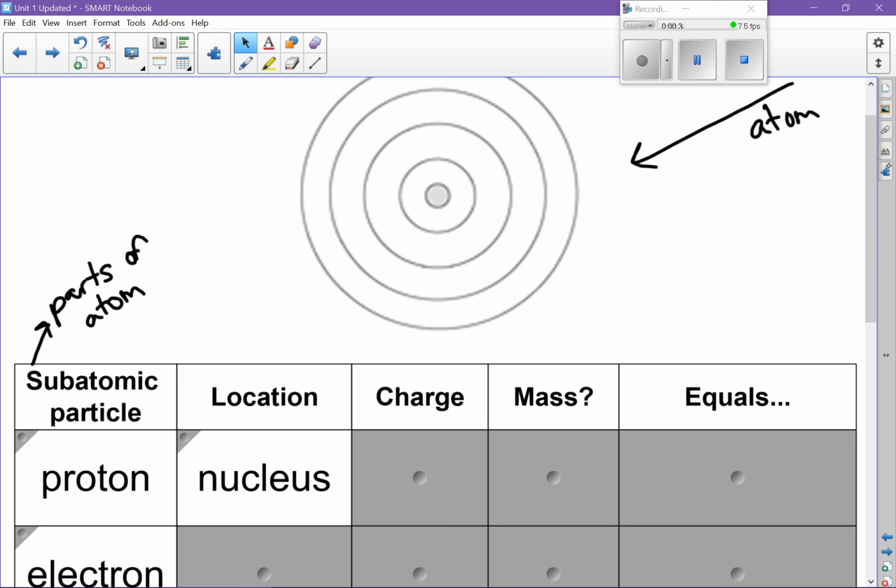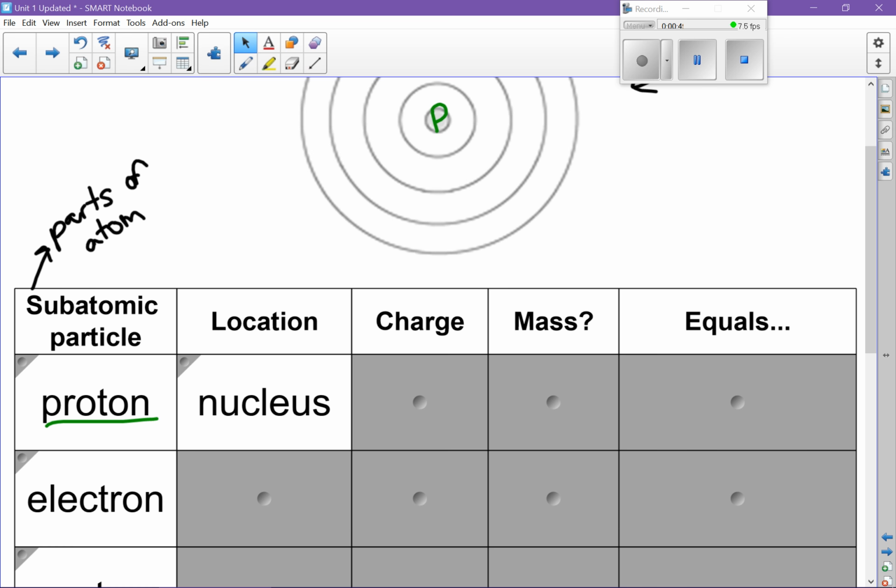So if I label that on my diagram, I'm going to make my protons green. The nucleus is right here in the middle of the atom, so that's where I would find protons. The charge of a proton is positive, and they have a mass of 1 AMU.